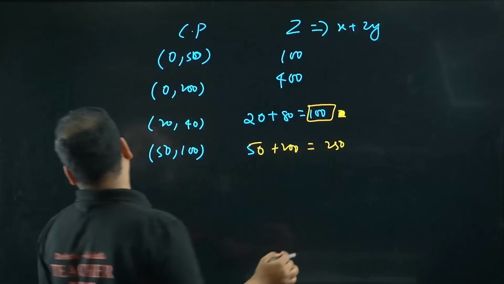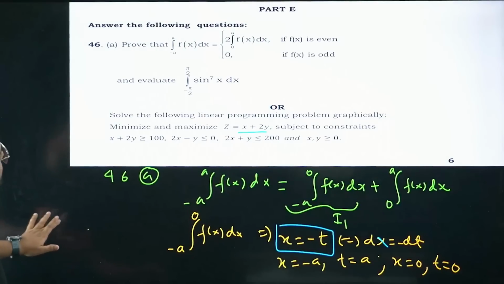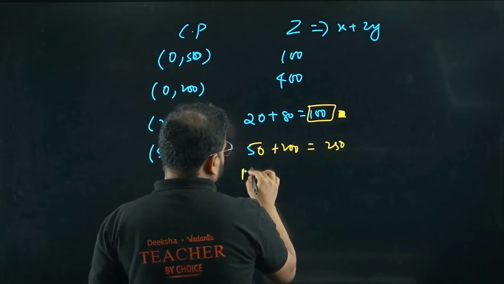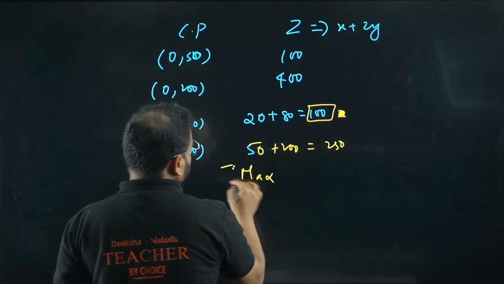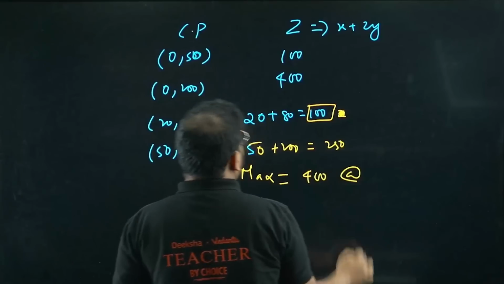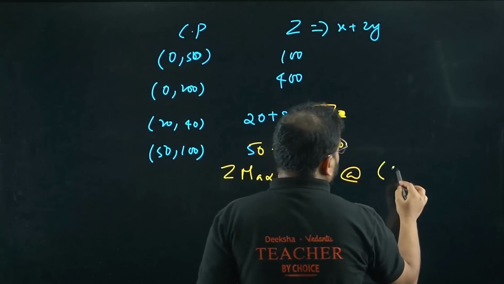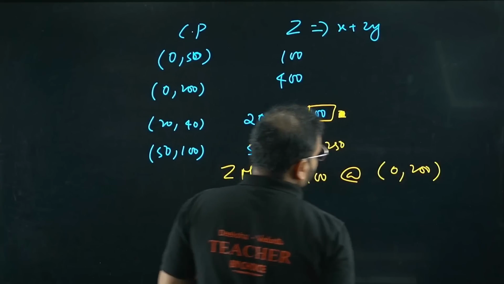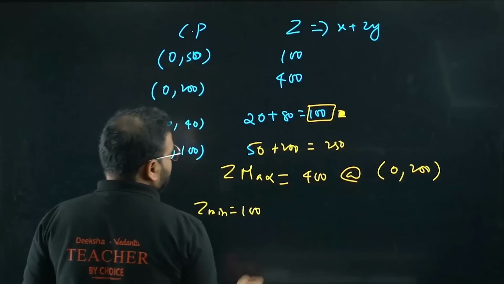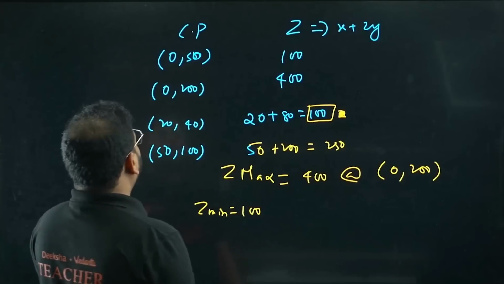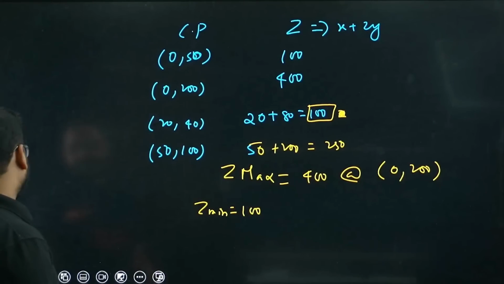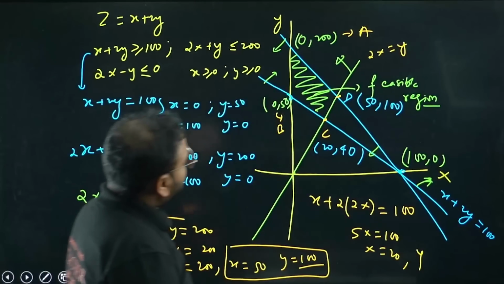So what are they asking in the question? Please check. Minimize and maximize. So your Z max is nothing but 400, when the coordinate is 0, 200. Whereas your Z minima is nothing but 100. And where is it? On the line joining the points 0, 50 and 20, 40, right?